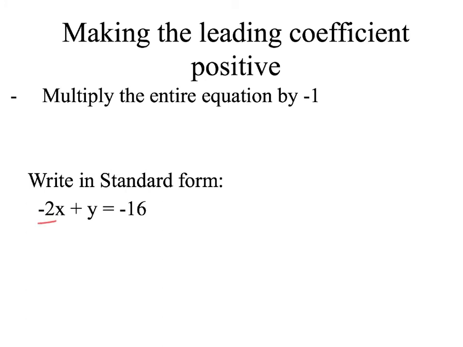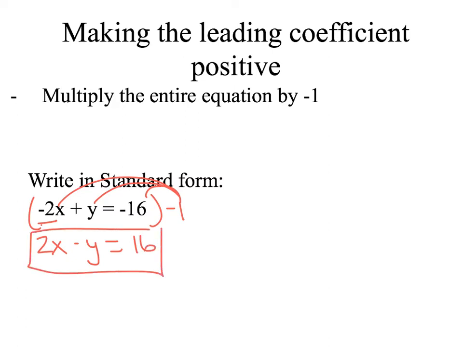When my leading term, my x, is a negative, I again cannot have that. My leading term needs to be a positive. So you multiply the entire equation by a -1, and all that's going to do is change the signs. So you can always employ these strategies when you're solving or graphing. You just have to make sure you do it to every single term.